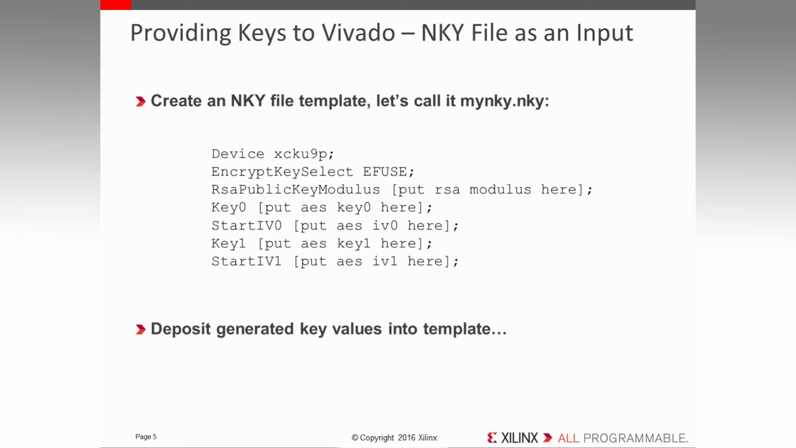For authentication, the RSA public key modulus is the modulus data block you'll find in myrsa.txt. Then, for encryption, each numbered key and start IV pair can be populated from the output of a key generation run by looking in myaes.txt. How many encryption keys do you need? Well, it depends on the bitstream size and the desired block size for key rolling. We'll look at this consideration in a moment.